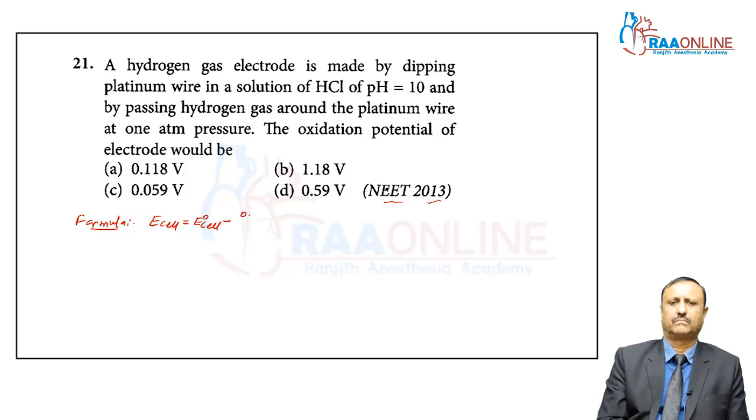minus 0.0591 upon n log [H+] ions, means reactant, to the power 2. This formula is used in this question, my dear students, and pH2 is the pressure of hydrogen gas. Now, in this question, this hydrogen is at 1 atmosphere, means it gives us 2 H+ ions plus 2 electrons, and this is the oxidation that takes place.